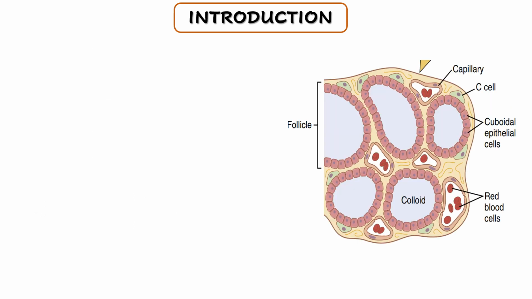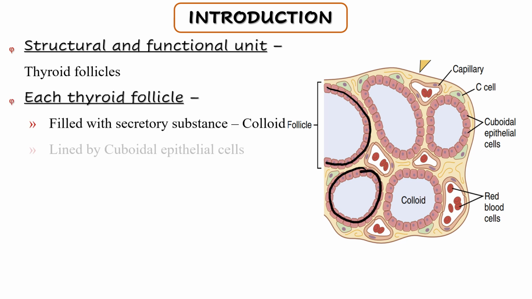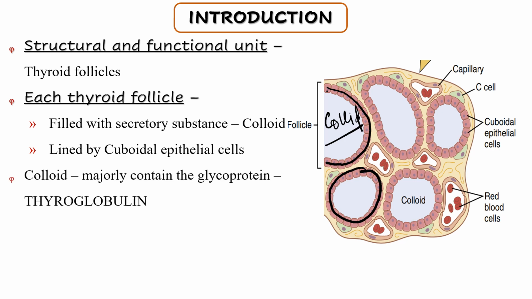So, thyroid gland consists of something called as thyroid follicles. These thyroid follicles are the structural and the functional unit of thyroid gland. Can you see here? These are individual thyroid follicles. Each thyroid follicle is lined by simple cuboidal epithelial cells, and the lumen of each follicle consists of something called as colloid. This colloid consists of a glycoprotein called as thyroglobulin. We'll understand the concept of thyroglobulin in subsequent slides.